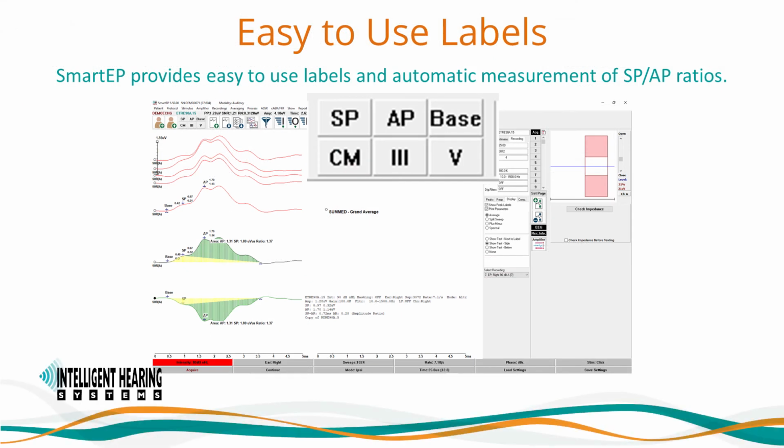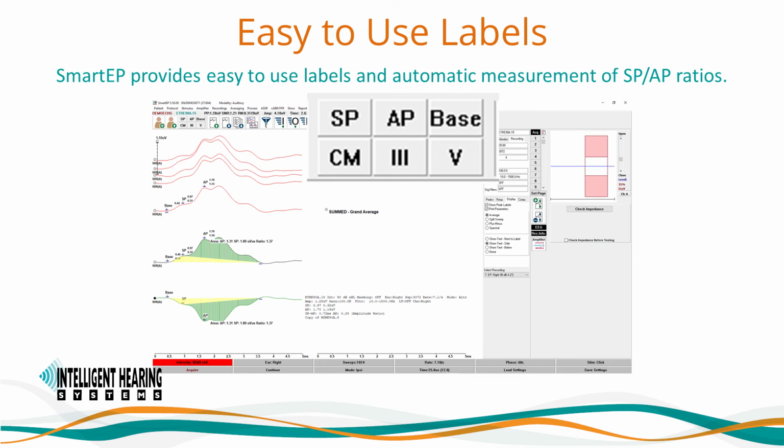SmartEP provides easy-to-use labels and automatic measurement of SP/AP ratios once peaks have been labeled properly by the clinician. The labels available for eCog include CM for cochlear microphonic, the base, SP for summating potential, AP for action potential, peak 3 if you are displaying the ABR with the eCog, and peak 5 of the ABR as well.